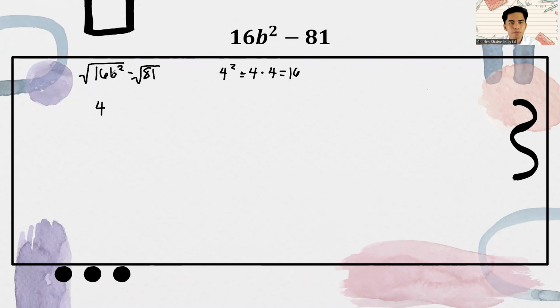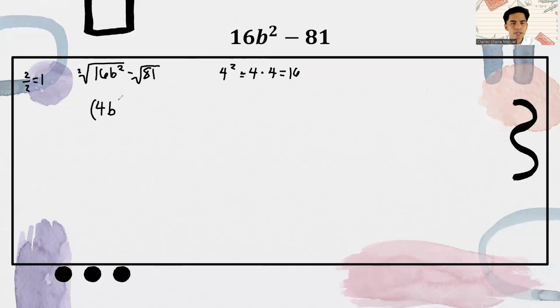How about itong b squared? Ang gagawin lang natin is i-divide natin itong exponent from the invisible 2 dito sa square root. So we have 2 divided by 2 and that is equal to 1. So ibig sabihin b lang yung ilalagay natin dito. So that is considered as b. So b raised to 1, so kahit b na lang ilagay natin.